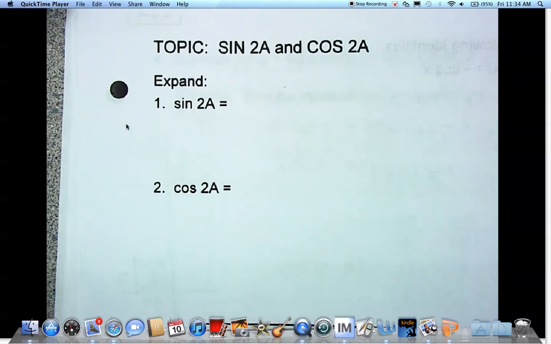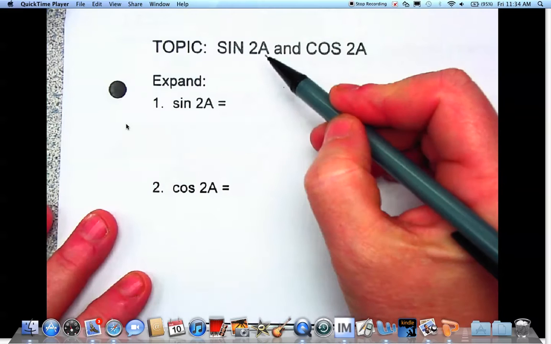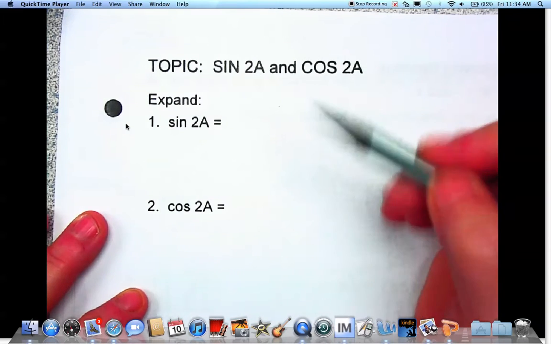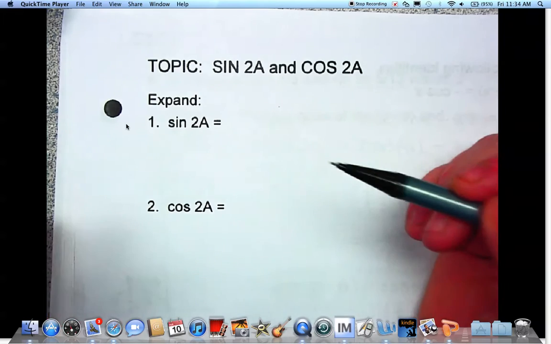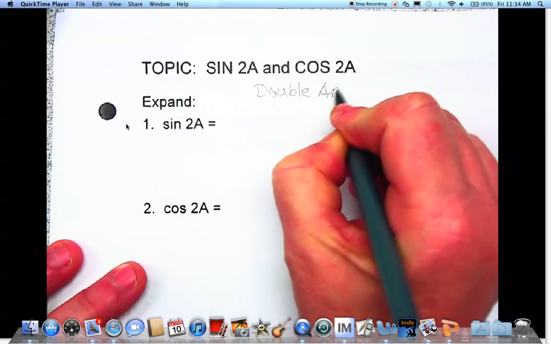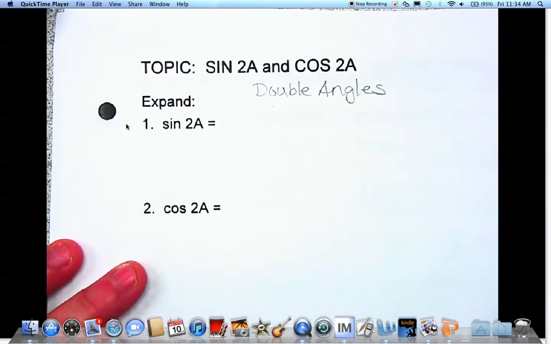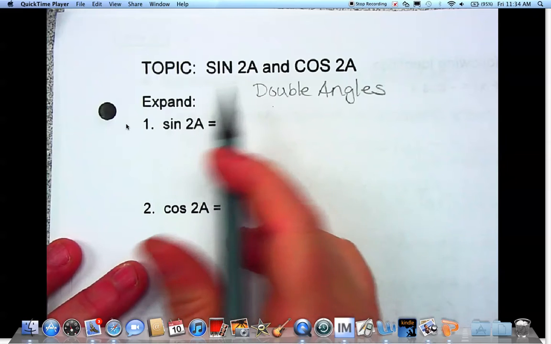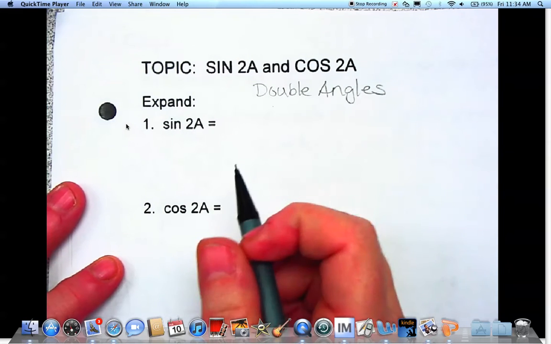Okay, sine of 2a and cosine of 2a. These are called double angles because you're doubling the angle. Okay? I'm going to write that down here. Double angles. We're going to find out what sine of 2a equals, the identity for it, and cosine of 2a.